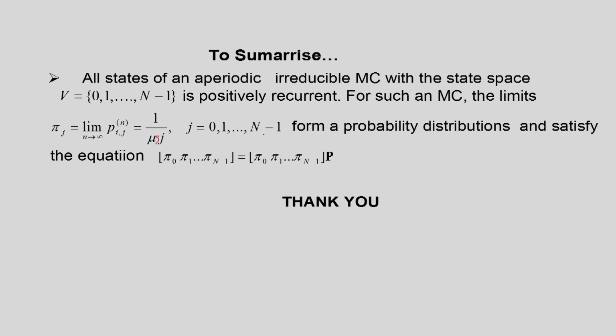For j equal to 0 up to n minus 1, this quantity for different j forms a probability distribution, and this distribution satisfies this equation, that is the steady state probability vector is the same as the steady state probability vector multiplied by P. So, that way the condition will be satisfied if all states are aperiodic, irreducible, and the MC is of finite sample space and it is positively recurrent.